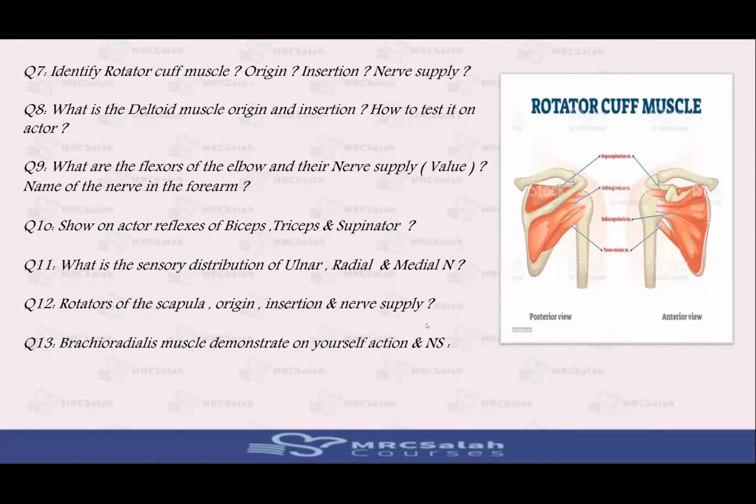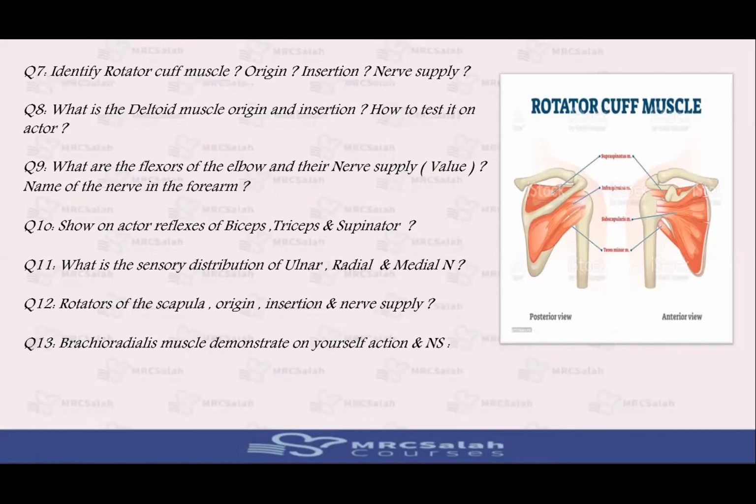Okay, next question. Can you tell me the rotators of the scapula, origin, insertion and nerve supply? Okay, the inward rotation is by rhomboid major and minor. It is supplied by the dorsal scapular nerve. And outward rotation through trapezius. What about the origin and insertion? Okay, the rhomboid major arises from the spinous processes of T5 to T, I don't remember.